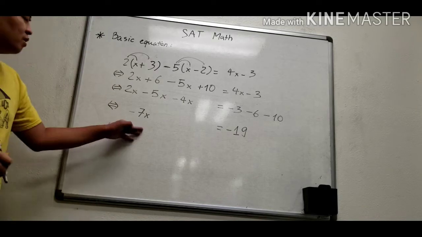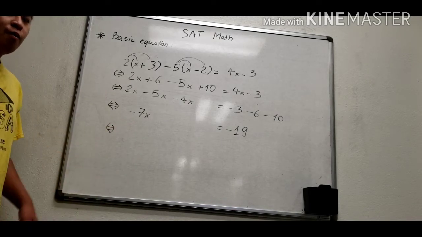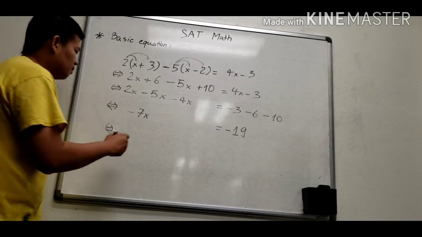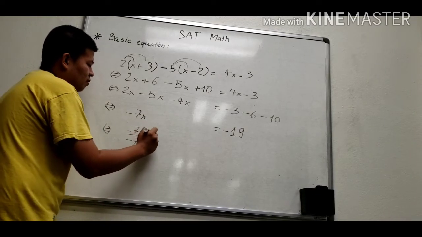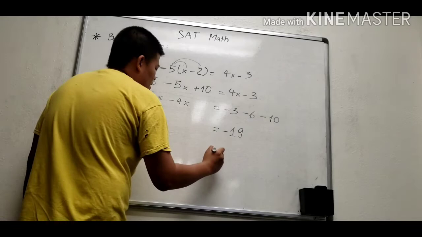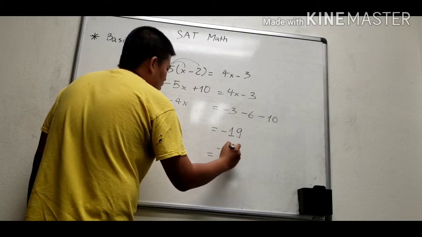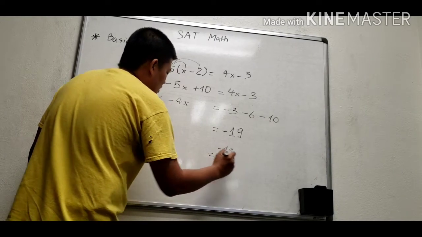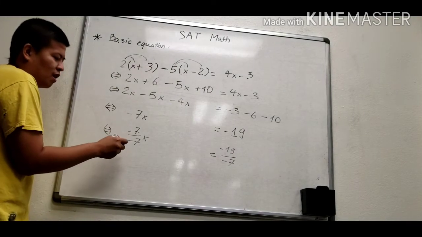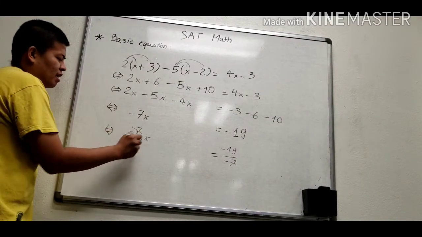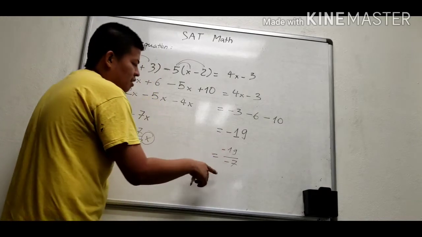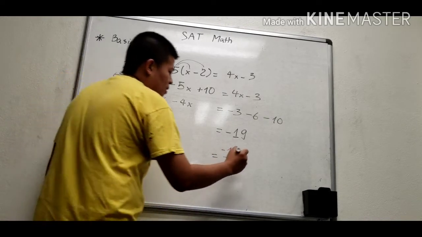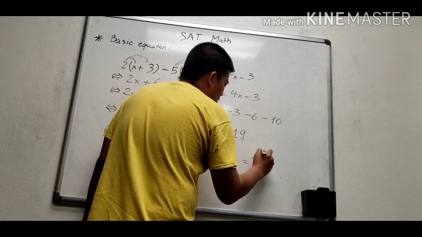From this part, I will show about dividing for both the minus and the positive. In here, we divide both sides by minus 7. Minus 7 divided by minus 7, then we eliminate the number. You get the s. Minus 19 divided by minus 7, then we become 19 over 7.